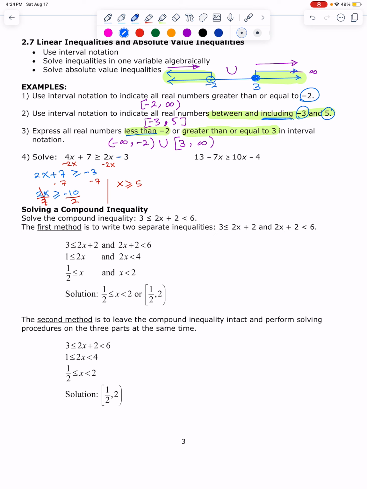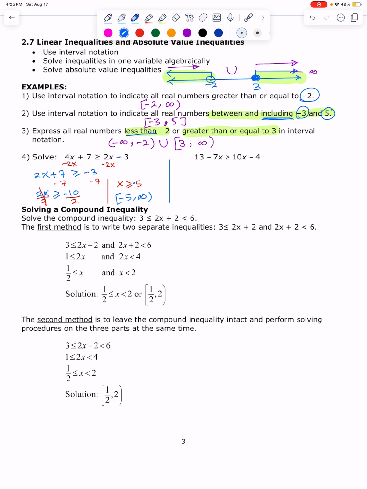If you put that on a number line, or if you know how to do it in interval notation, the final answer is going to be from -5 all the way to positive infinity. If you're in doubt, just graph it.